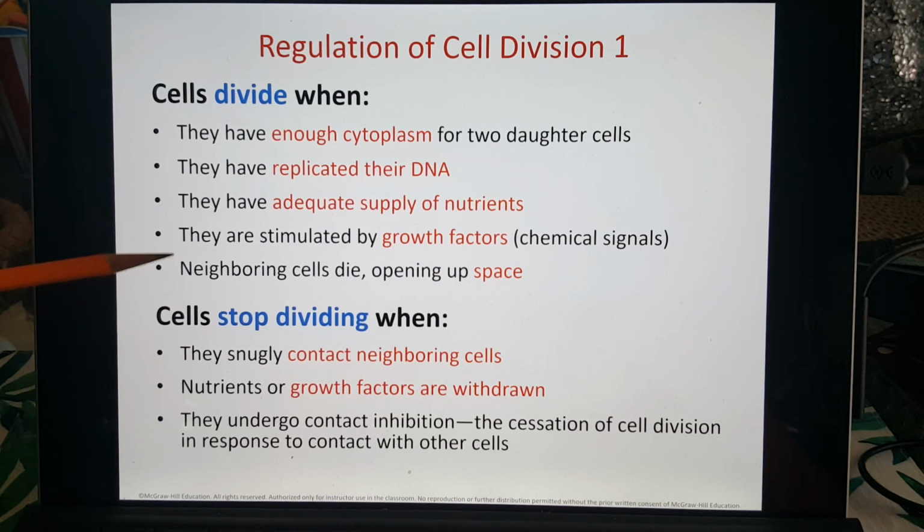You have cell division when there's open space. So you have a damaged cell that dies off, or you have a cut. Now there's more space, and so the cells divide to fill that gap in. Cells stop dividing when they make contact with neighboring cells. That means there's not enough space to keep pushing stuff out of the way, so you stop making new cells. If there's no growth factor, so that kindergarten growth spurt, they grow a little bit taller and then they stop. When those growth factors are not there anymore, they're not given that signal to go through mitosis.